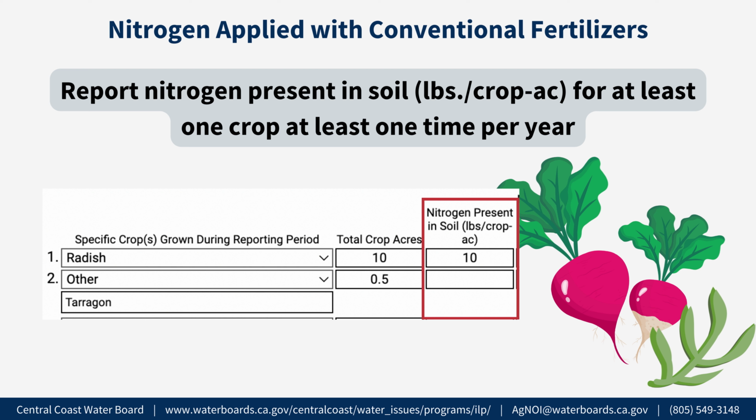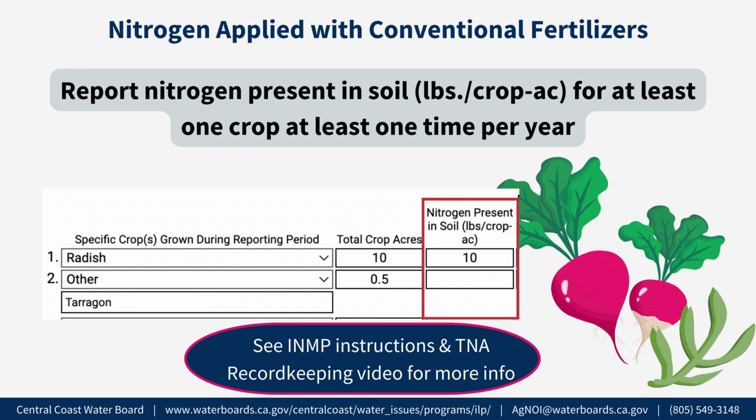Report the nitrogen present in the soil in pounds per crop acre for at least one crop at least one time per year. This information must be reported as the total pounds of soil nitrogen present per acre where the crop was grown. See the INMP Summary Report instructions and TNA record-keeping tutorial for information on how to test nitrogen content in the soil.